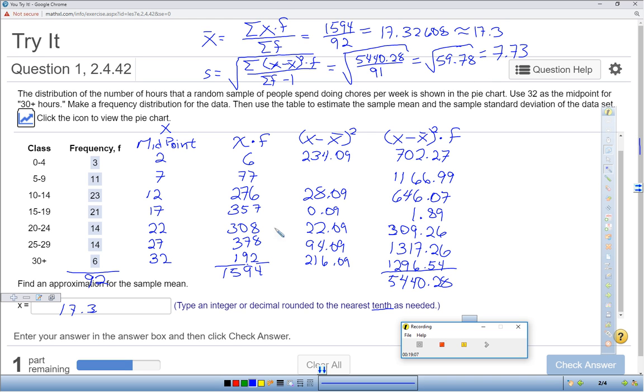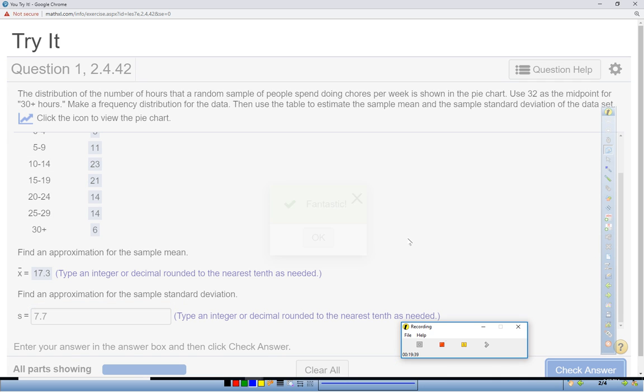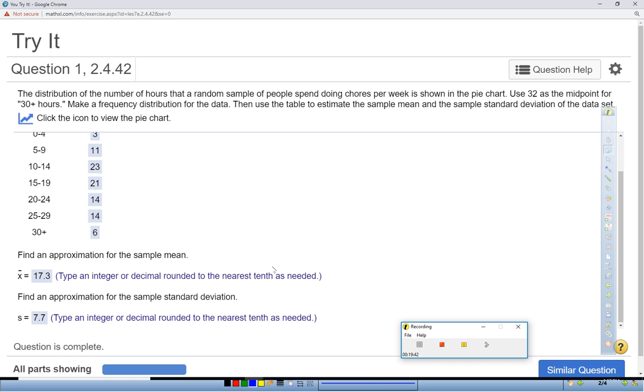Now let's see how many decimals they wanted for the standard deviation. Let me close this and enter the answer. It's just one decimal place, so it's 7.7, and it was correct. This question is complete. It's a lot of calculations, and if we make a mistype or something, everything is going to be incorrect. So be careful.